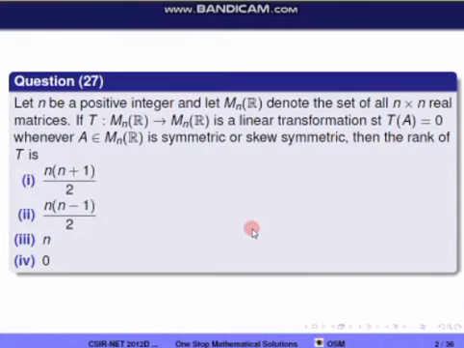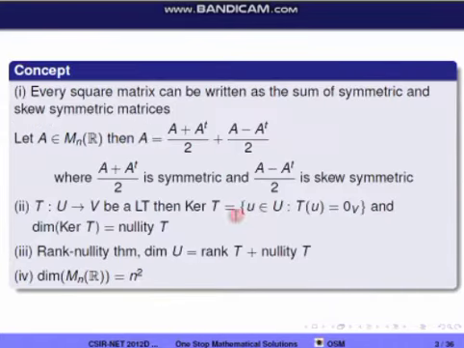So we look into the concepts used. Every square matrix can be written as a sum of symmetric and skew symmetric matrix. That is, if A belongs to Mn of R, then A is equal to A plus A transpose divided by 2 plus A minus A transpose divided by 2, where A plus A transpose divided by 2 is a symmetric matrix and A minus A transpose by 2 is the skew symmetric matrix.